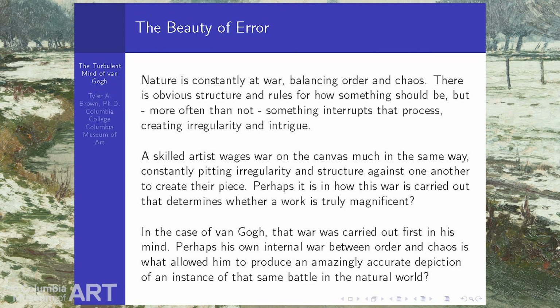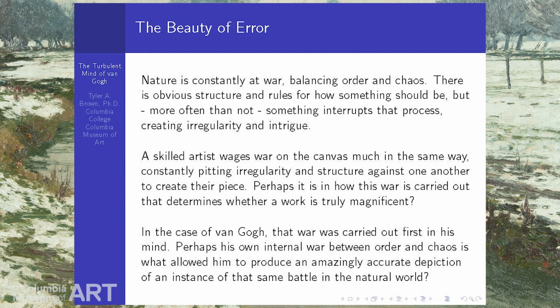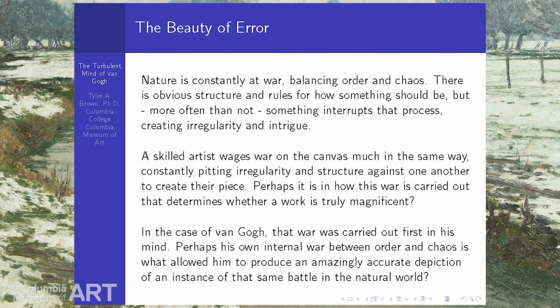Nature is constantly at war, balancing order and chaos. There is obvious structure and rules to how something should be, but more often than not, something interrupts that process, creating irregularity and intrigue. A skilled artist wages war on the canvas in much the same way, constantly pitting irregularity and structure against one another to create their piece. Perhaps it is in how this war is carried out that determines whether a work is truly magnificent.